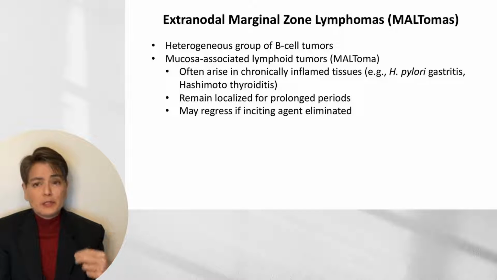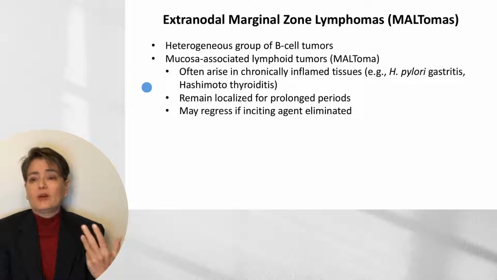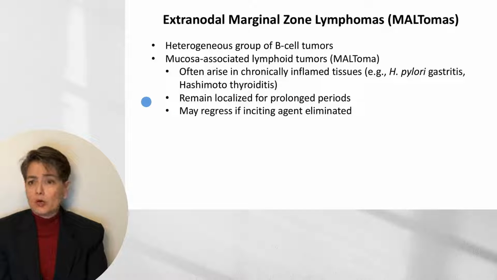You're going to see these again when we talk about gastrointestinal tumors because of their link to Helicobacter pylori gastritis. So this is a heterogeneous group of B-cell tumors referred to as MALTomas, or mucosa-associated lymphoid tumors. They typically will arise in chronically inflamed tissue. So this is again one of what we call the hallmarks or the enablers of malignancy. So we can see them in Helicobacter pylori gastritis, Hashimoto thyroiditis, or Sjogren's syndrome. They typically will remain localized for prolonged periods and may even regress if the inciting agent is eliminated.